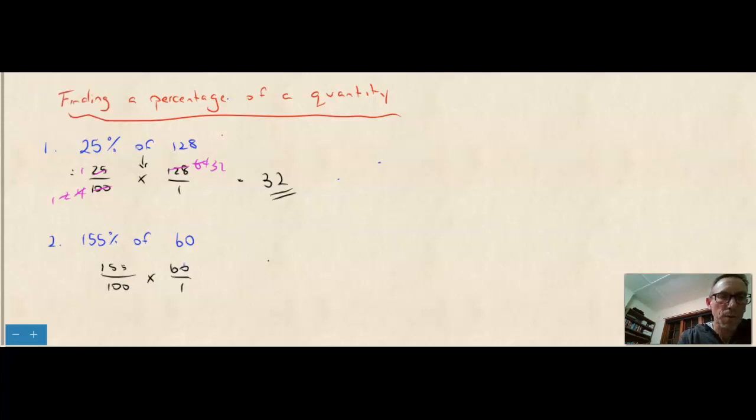I'm running out of time. I better do this quickly. Divide by 10, divide by 10. Divide by 5, divide by 5. Just did that quickly in my head. Divide by 2, divide by 2. I am left with 31 times 3, which equals 93. So 155% of 60 is 93.